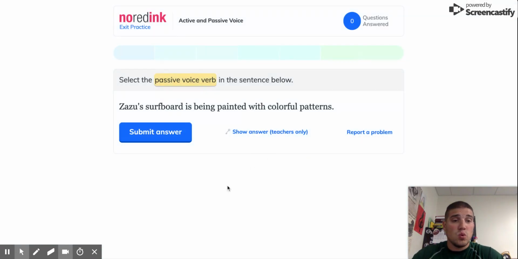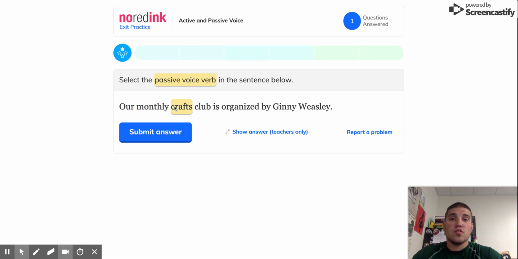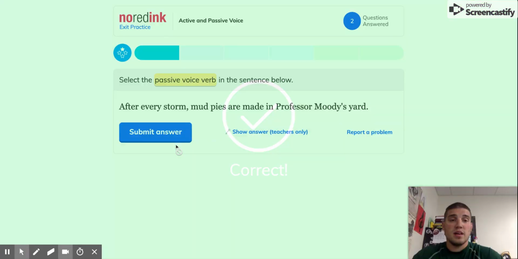This time we're looking for that keyword by. All right, Zazu's surfboard is being painted with colorful patterns. Do we have the word by? No, but we do have something being done to the subject. All right, the subject is not doing it, something is being done to it. So is being painted is our key there. Boom. Our monthly crafts club is organized by Ginny Weasley. Passive voice uses this word by, and something is being done to the club. The club is being organized by someone else.